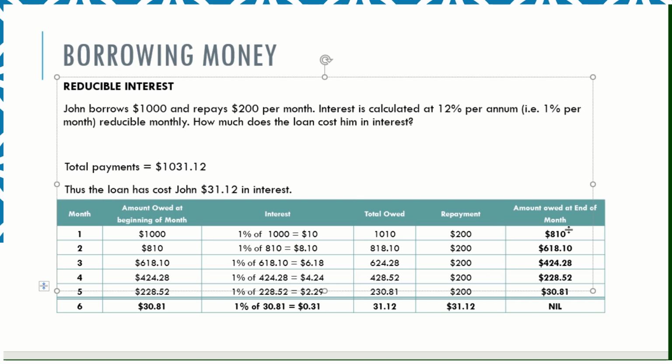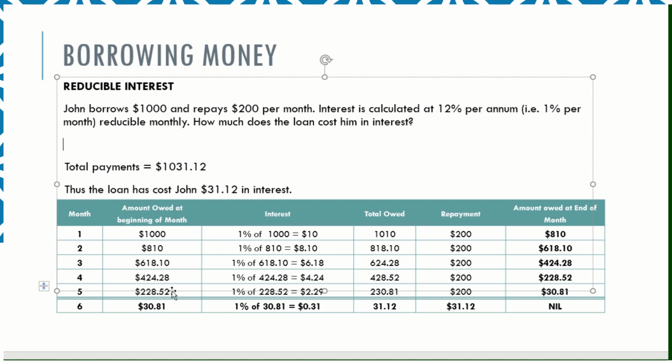You pay 200, it becomes 810. So this 810 is your new beginning of the month. Then you charge 1% interest, 8 ringgit 10 cent. You add the 8.10 to this, you get 818.10. Then you pay 200, it will reduce by 200, it becomes 618. 618 comes here. You pay interest for the 618, total owed this much. You repay 200, reduce to 424. 424 comes back here. You will keep doing this until it becomes 0.